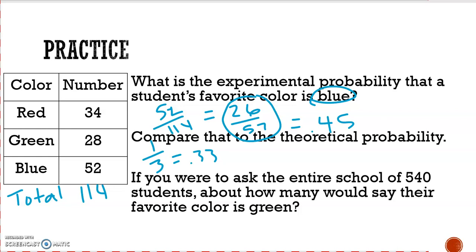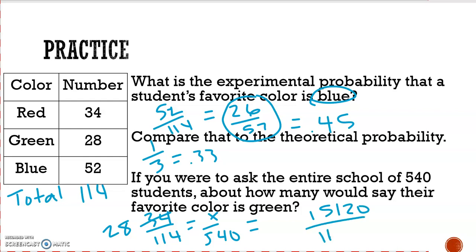Okay, if you were to ask the entire school of 540 students about how many would say their favorite color is green. So right now we have 28 out of 114 like green, so we want how many out of 540 like green. Okay, so if we were to do our cross multiplying, that'd be 28, sorry, should have been 28, times 540, that gives us 15,120, and we're going to divide that by 114.